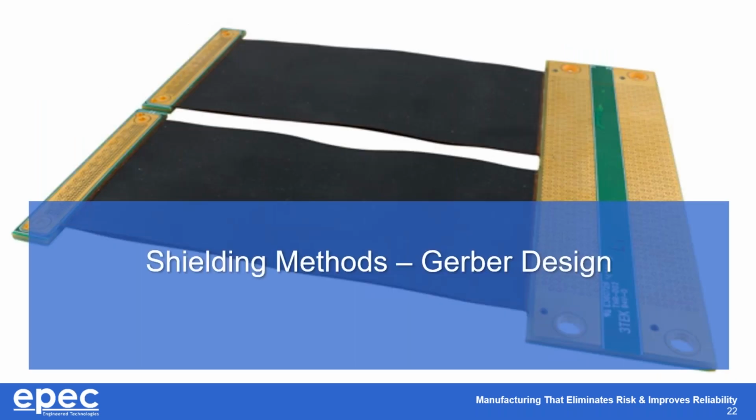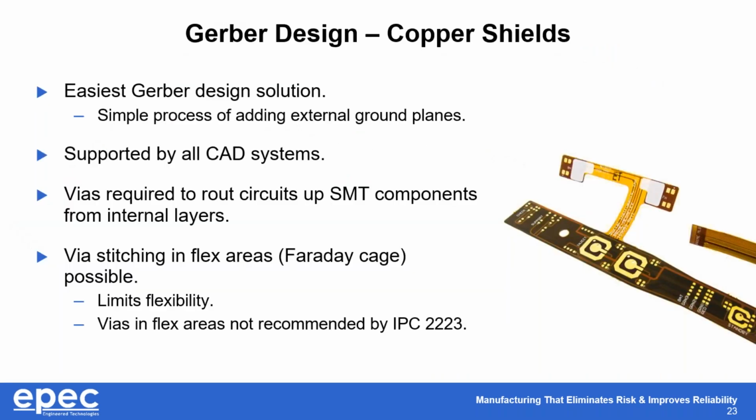So, shielding methods and how to implement them into your Gerber designs. We'll start off with copper shields, and this is by far the easiest solution to implement. It's essentially a very simple process of just adding 2 additional layers externally on the existing design as copper pours, supported by every single CAD system that's out there.